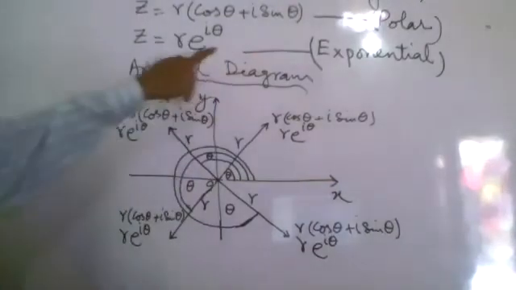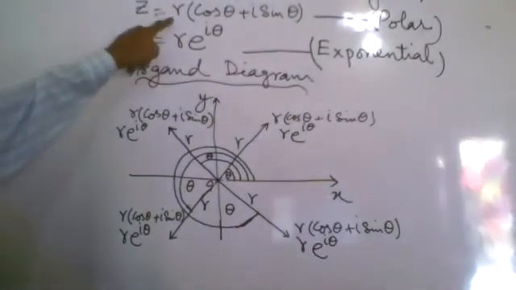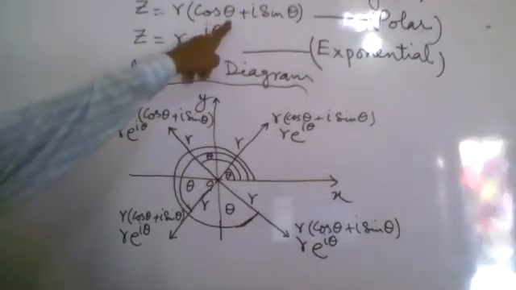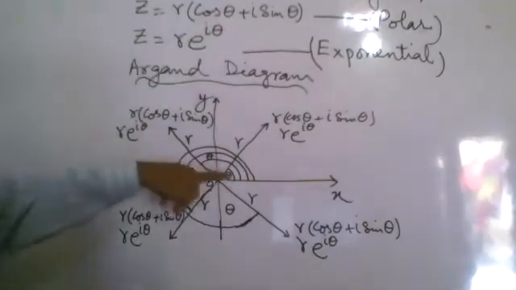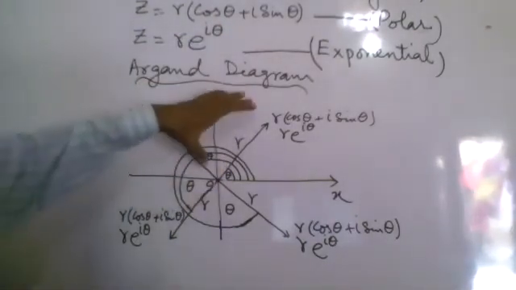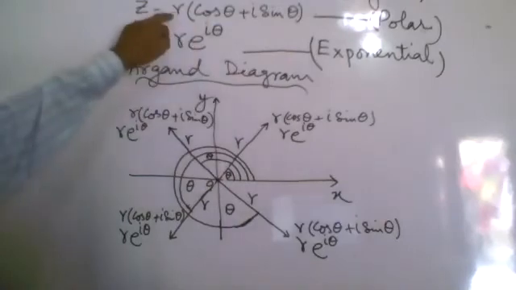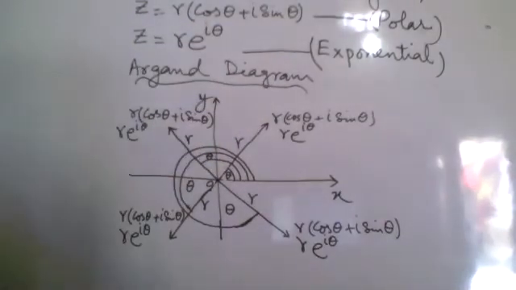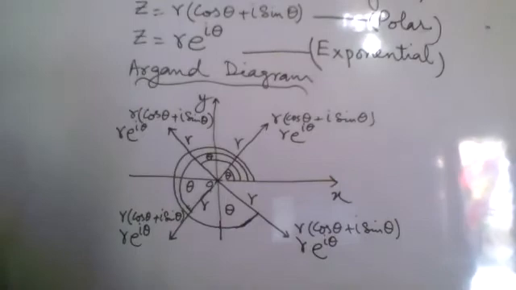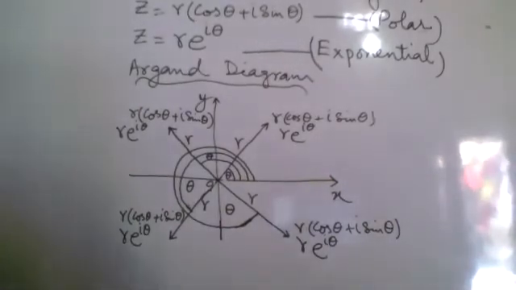In the polar and exponential form, we are given the modulus of z and the argument of z. So first of all, we will draw the argument of z, then we will mark the modulus of z, the length of the arrow. This is the mod z. So in this way, we will draw the Argand diagram of the complex number if it is in polar form or in exponential form.